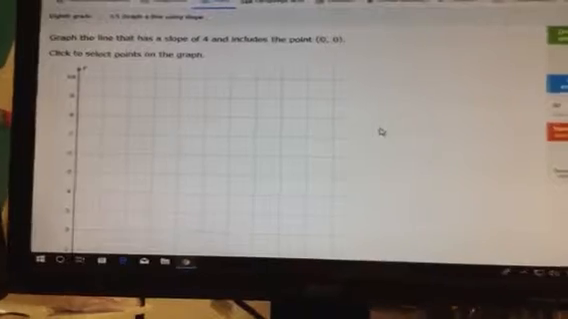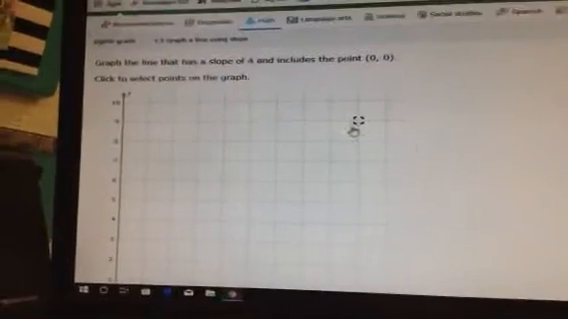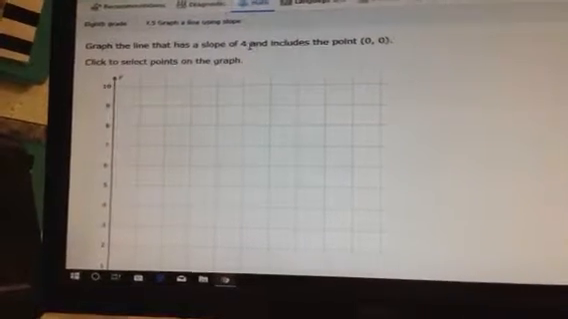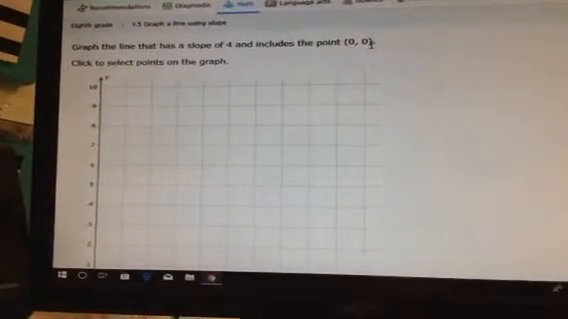This is a preview on how to work IXL Y.5. The directions say graph the line that has a slope of 4 and includes the point 0, 0.